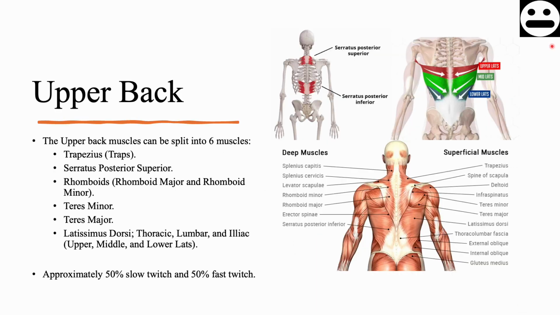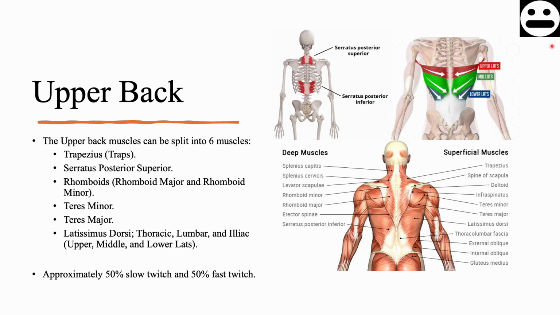Next we have upper back. Now I split it into upper back and lower back to make it easier to understand. It can be split into 6 muscles: the trapezius traps, serratus posterior superior, rhomboids. You've got the rhomboid major and rhomboid minor. You've got the teres minor, teres major, and you've got the lats.